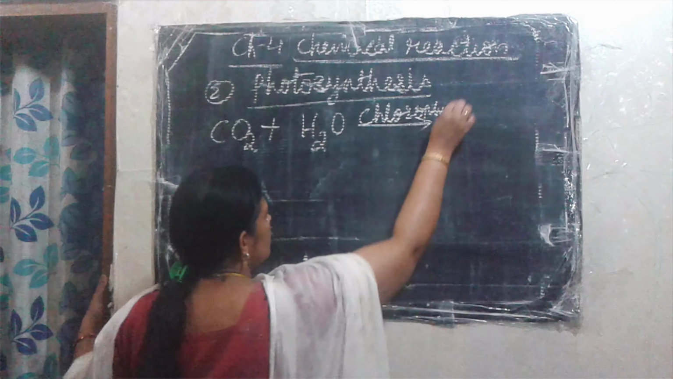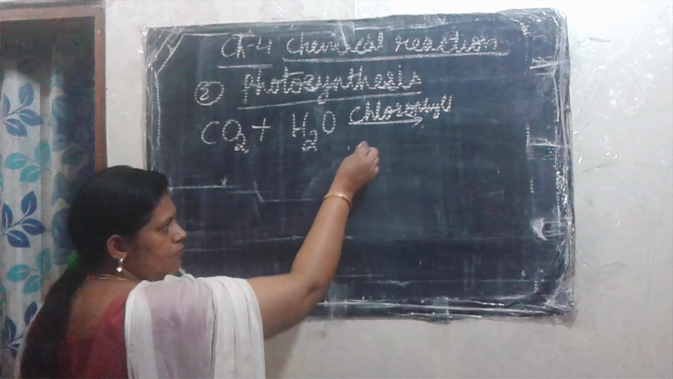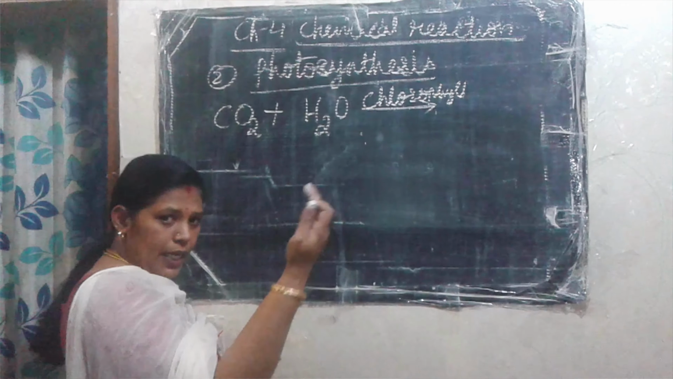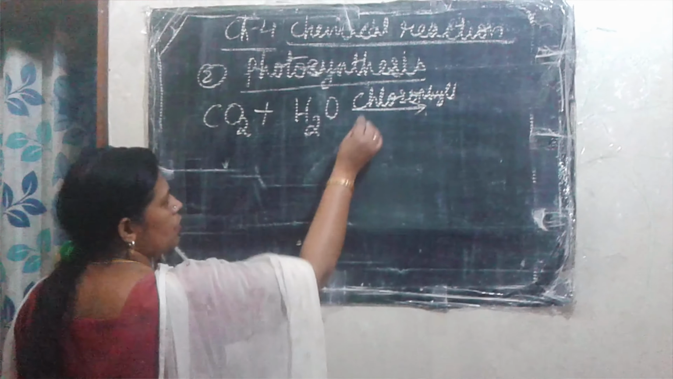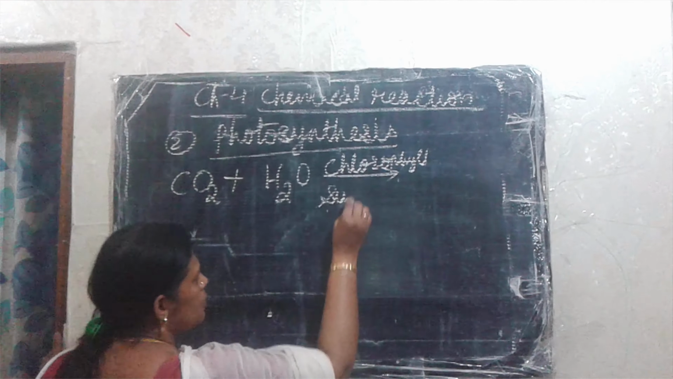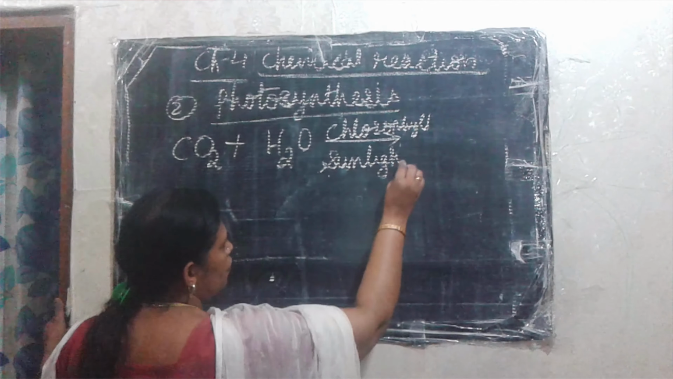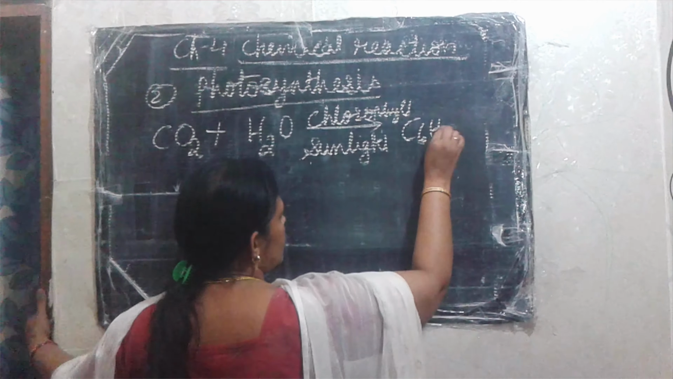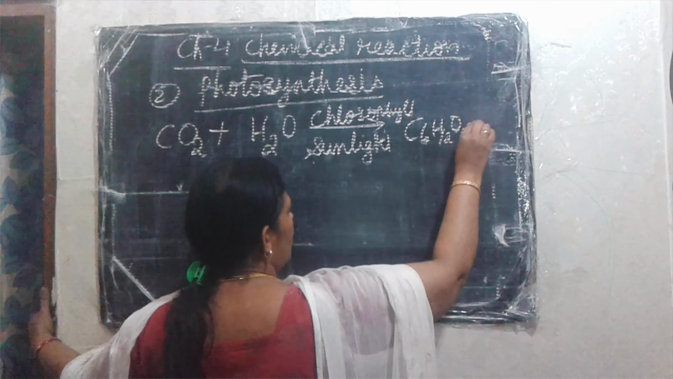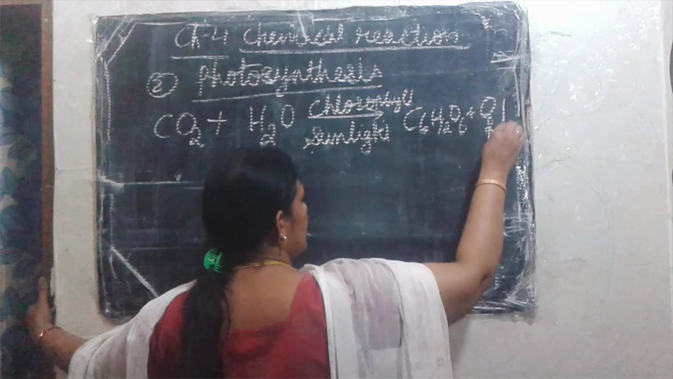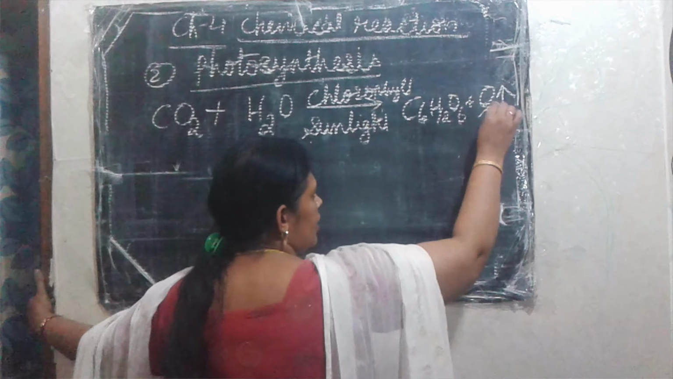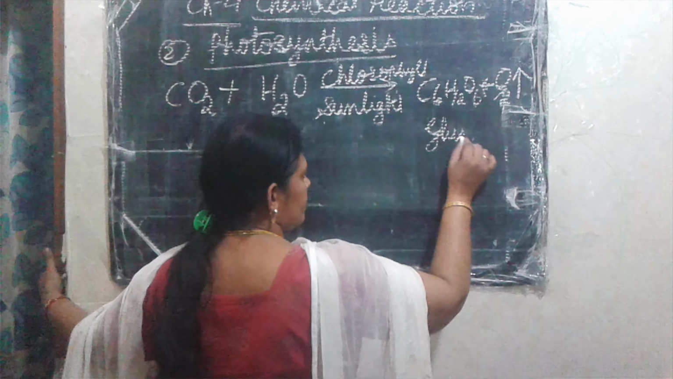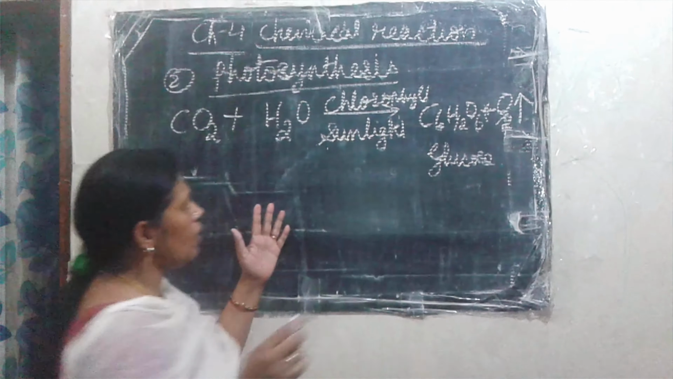energy is absorbed. In a chemical reaction, sometimes energy may be released or absorbed. So here the energy, sunlight, is absorbed, and then what forms? C6H12O6 plus oxygen. Oxygen is released out. Here this is glucose, the end product of photosynthesis.